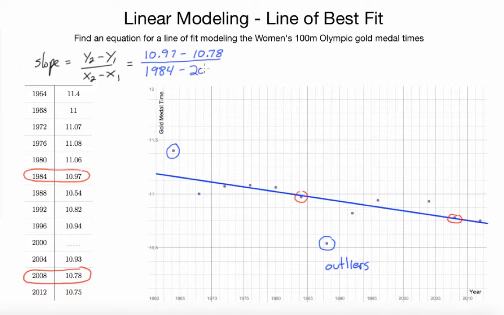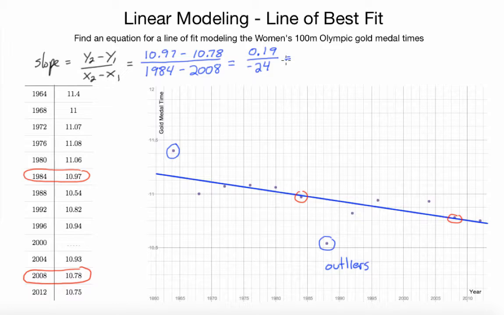1984 and 2008. Okay, let's pull out my calculator and find out what we got going on here. So 10.97 minus 10.78 is a difference of 0.19. And over that is a change of 1984 to 2008, which is a change of negative 24.